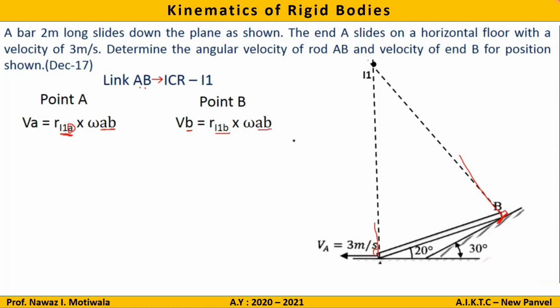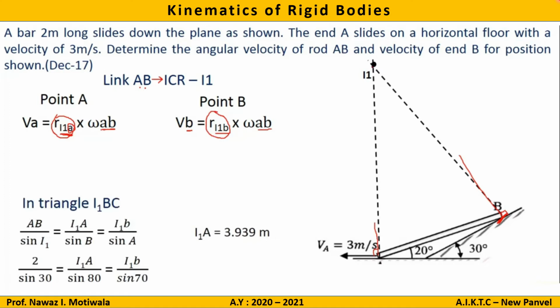Now in this equation, we need the distances R I1A and R I1B. For which, what will we consider? We will consider this particular triangle I1AB. Now, in this triangle I1AB, this angle is given to us as 20. So, what will be this angle? This angle will be 70 degrees.